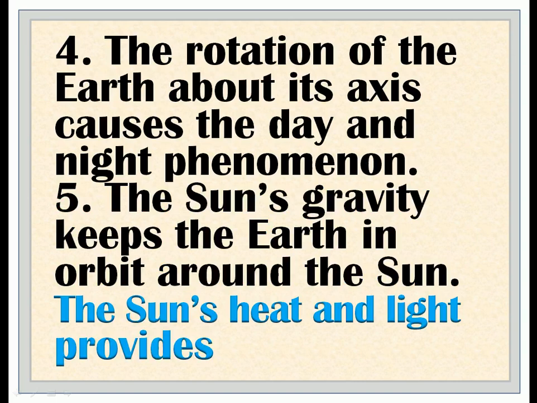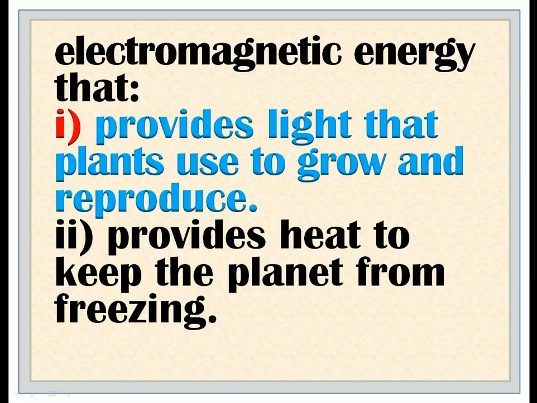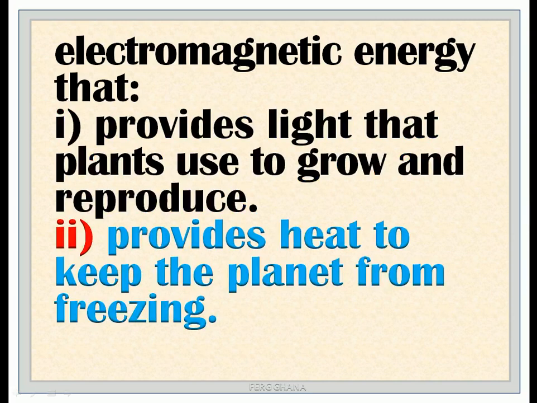The Sun's heat and light provides electromagnetic energy that: 1. Provides light that plants use to grow and reproduce. 2. Provides heat to keep the planet from freezing.